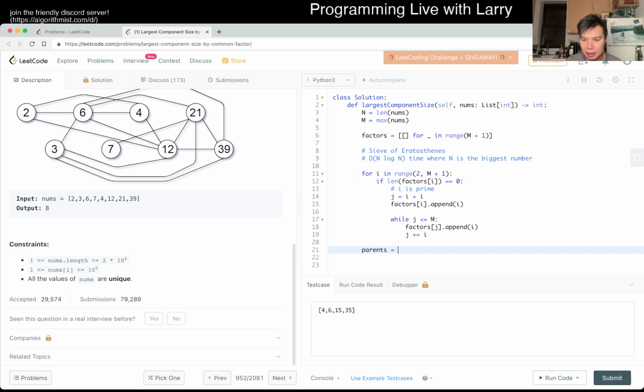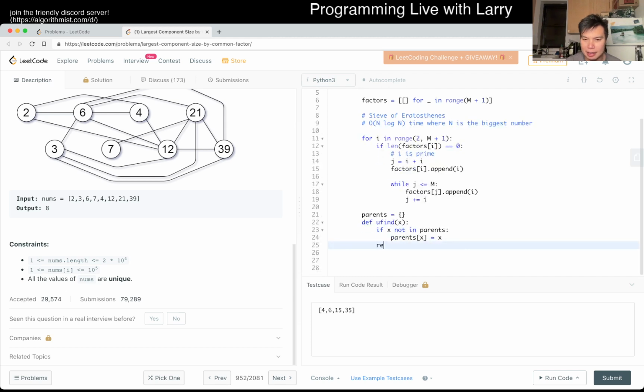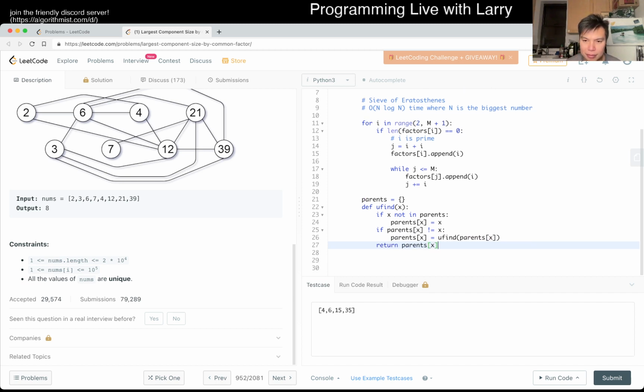a hash table thing, and now let's do union find of 2 numbers, which is just one number x. So if x not in parents, then parents sub x is equal to x. Just base case, and then if parents of x is not equal to x, parents of x is equal to you find parents of x, and then at the very end just return parents of x, right? So that's basic union find stuff.